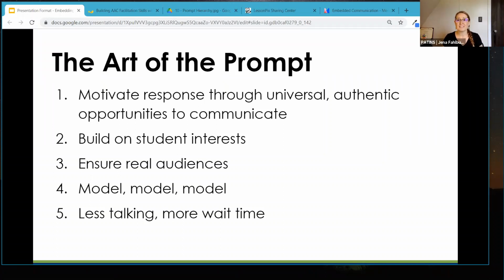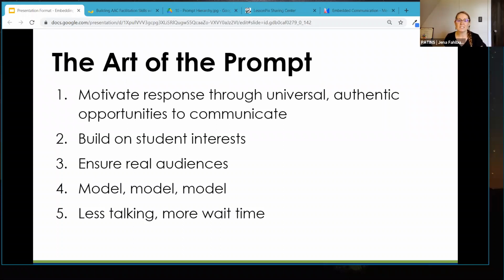Ensure that that student is communicating for real people and real audiences. They probably get sick of trying to communicate to the same person over and over again. So bring in peers, bring in other individuals, somebody that's of interest. Always model all communication for all students. That's how students learn to communicate.